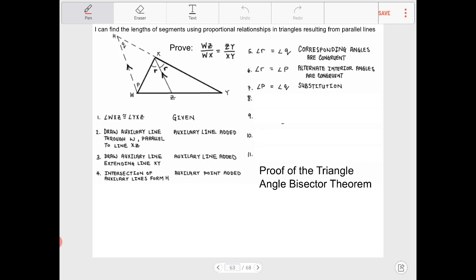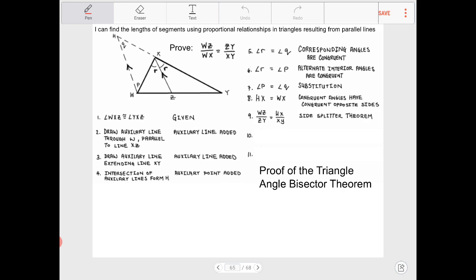Wait a second. If angle P and angle Q are the same, then I can say that side length HX and side length WX must be congruent. The reason for that is base angles are congruent, and congruent base angles have congruent opposite sides, right? This was based off of the isosceles triangle theorem.